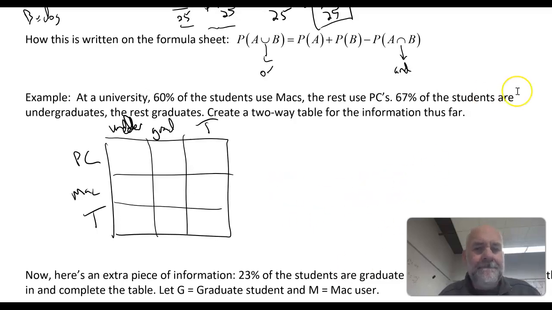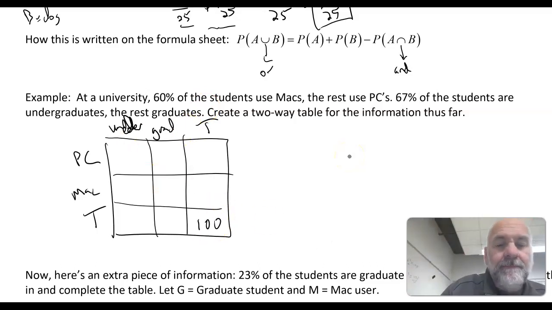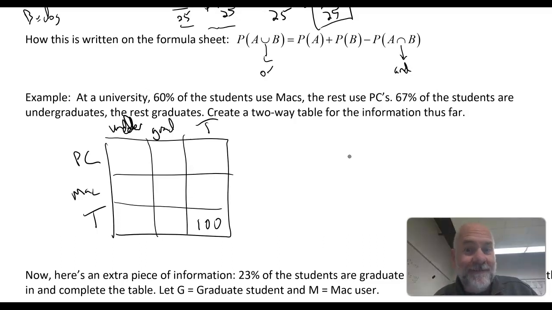Take a second and work in percentages. So we're going to say this is out of 100%. Pause the video, do it yourself. Try it. Okay, here's the answer.